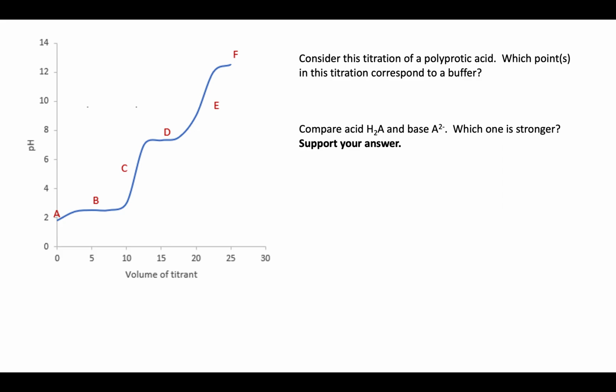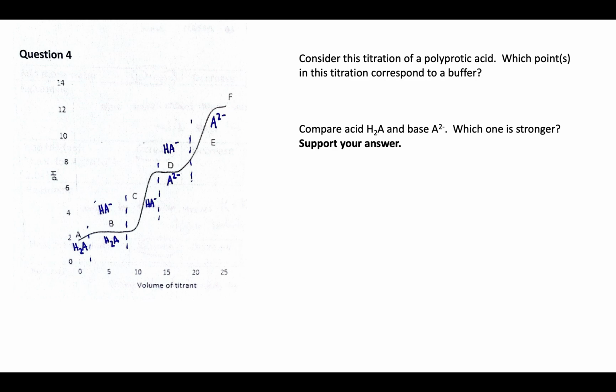Looking at this particular titration curve, identifying the buffer regions, that would be my plateaus B and D. Most people did a really good job with that. I like this student's work where they're showing what was in the beaker at each of the different regions.